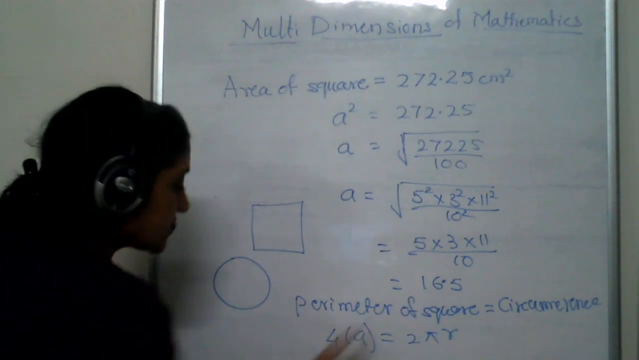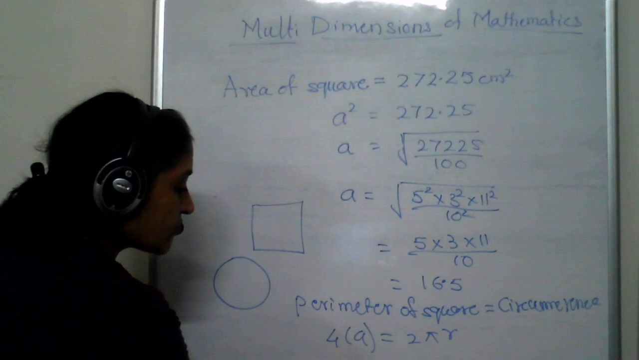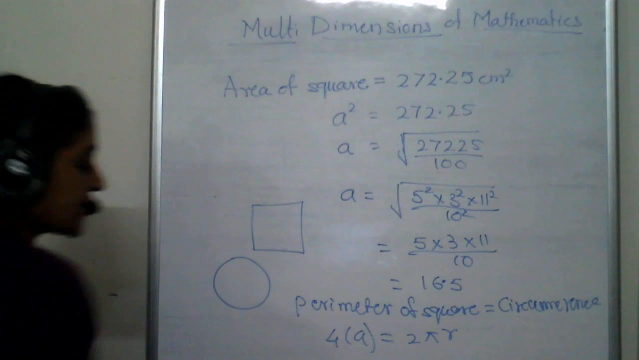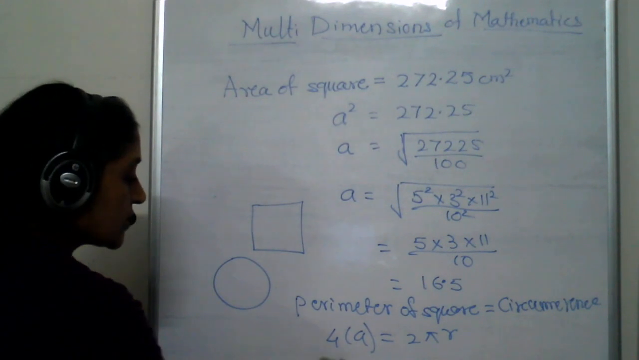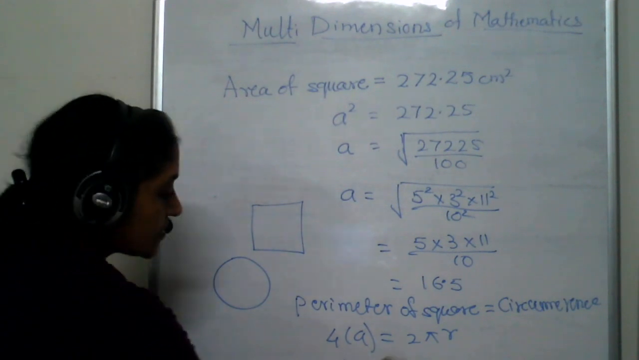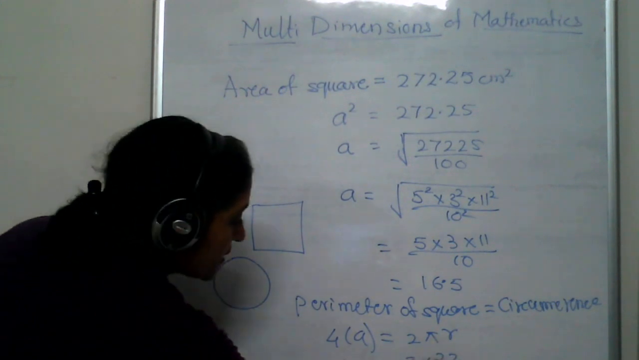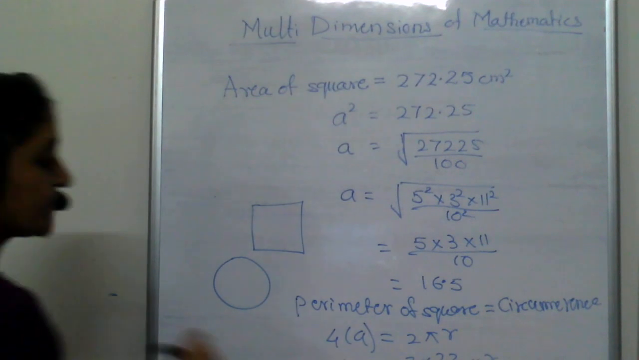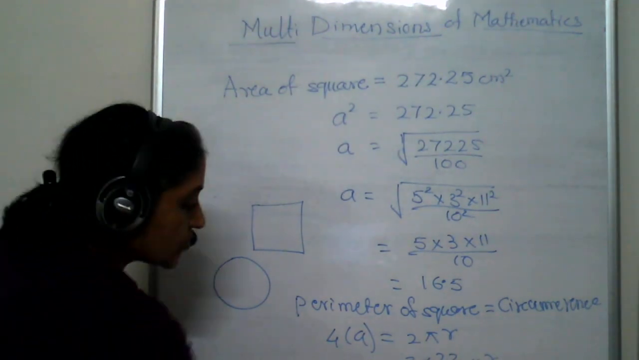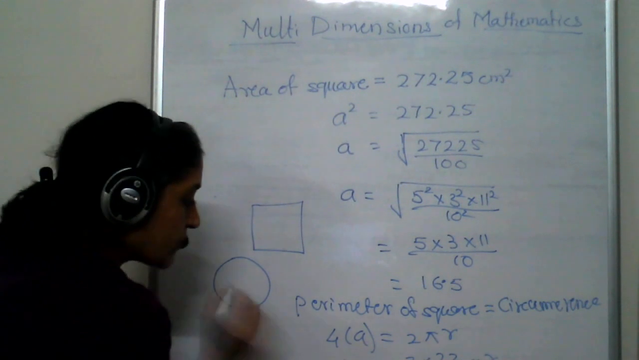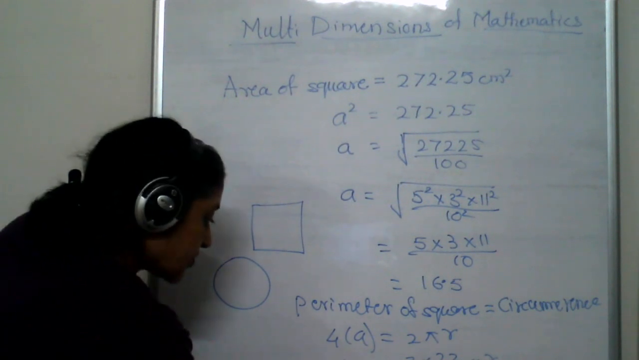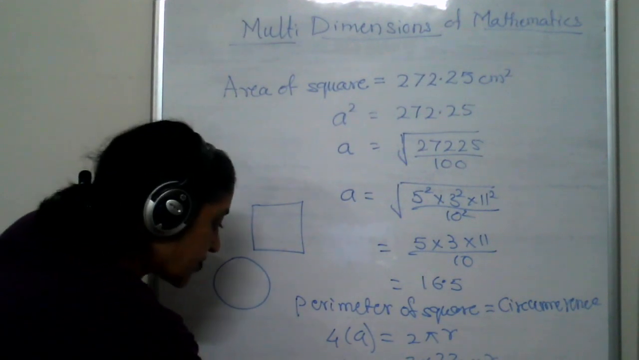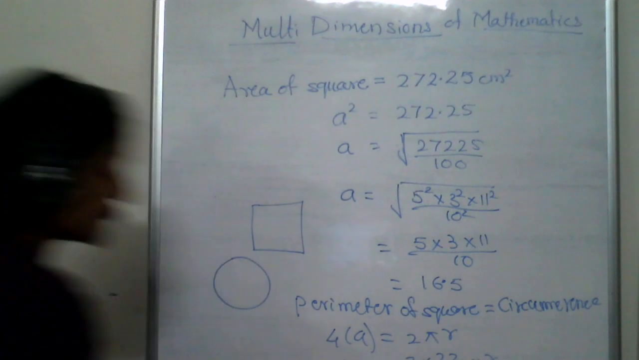Now 4 times A means 4 into 16.5. Don't be in a hurry to multiply. Why? Because sometimes the numbers get cancelled very easily. You don't have to worry about it. Okay, 2 into 22 by 7 into r. Now let's see what all gets divided. Now bring all this to this side: 2 and 22 in the denominator, 7 in the numerator. So 4 into 16.5 into 7 upon 2 into 22 is equal to r.